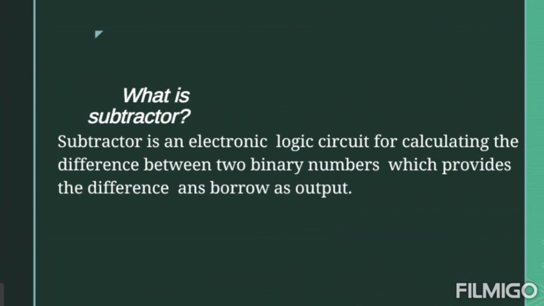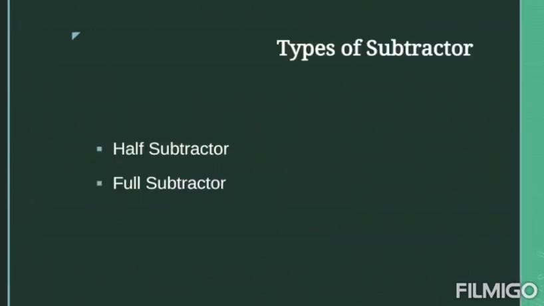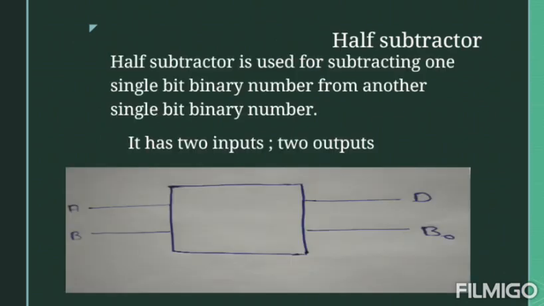So next is the types of subtractors. There are two types of subtractors: one is the half subtractor and the other is the full subtractor. Today we are going to discuss only the half subtractor. So what is a half subtractor? A half subtractor is used for subtracting one single bit binary number from another single bit binary number. So this is the definition of a half subtractor.